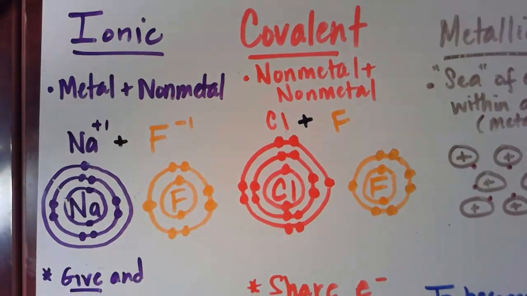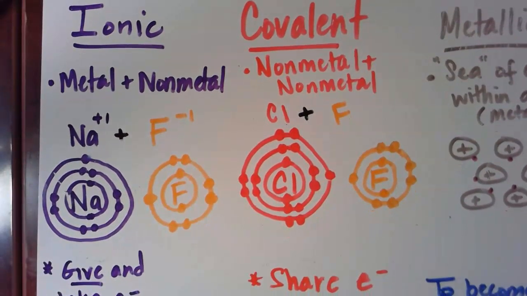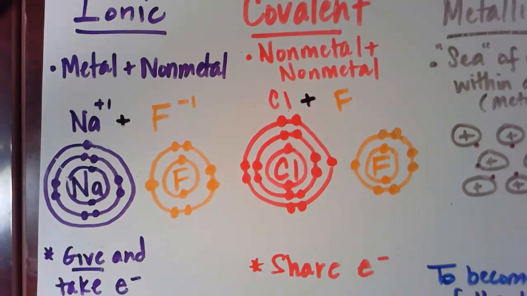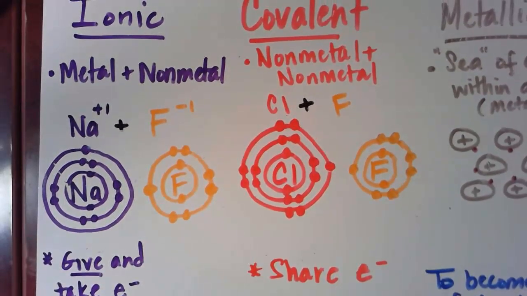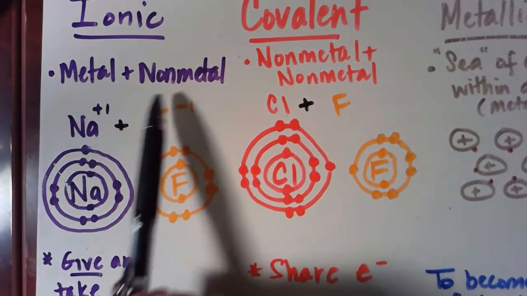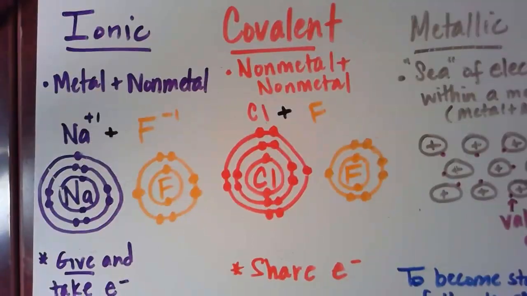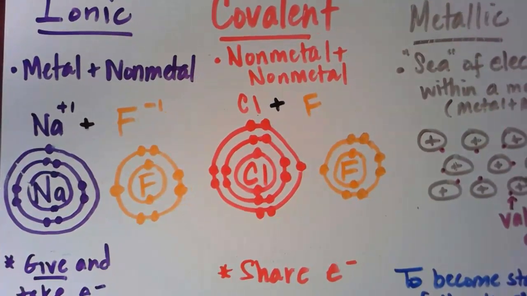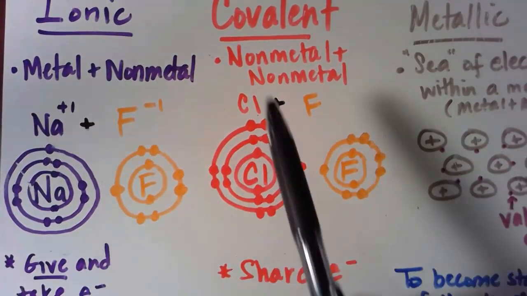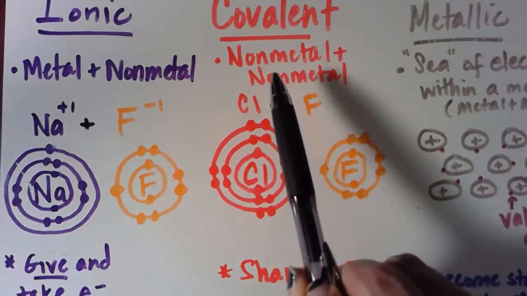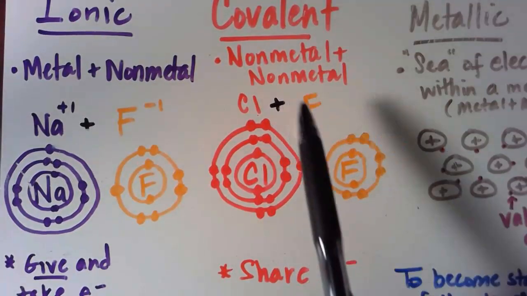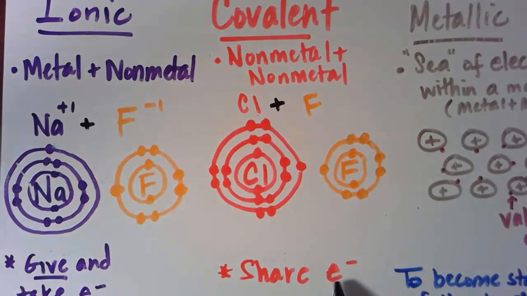So now when we talk about ionic bonds, you'll notice that it says an ionic bond happens between a metal and a nonmetal. All right, and that is specifically an ionic bond. Ionic bonds occur between a metal and a nonmetal, and they give and take electrons. All right, and I'll explain all of this a little later, but I just want you to be aware of the main points of each one of them. Whereas a covalent bond happens between a nonmetal and a nonmetal, and they share electrons.